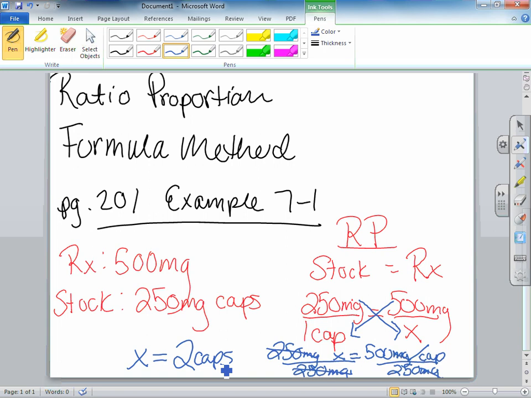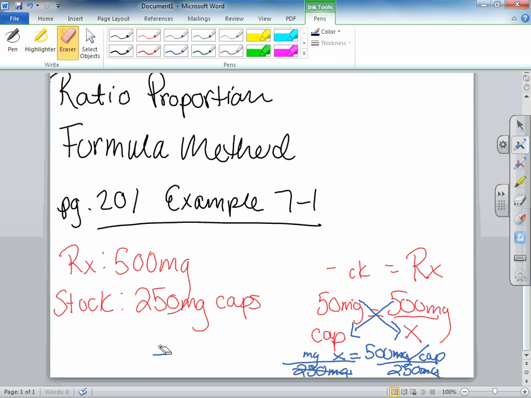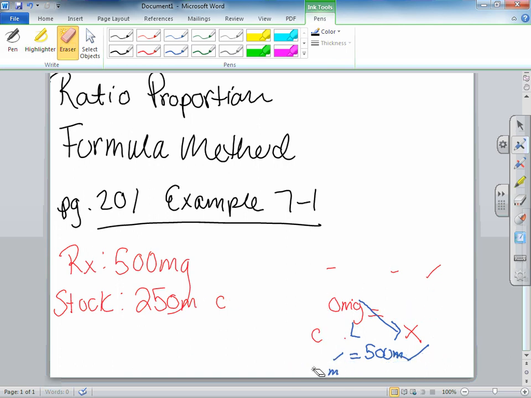Now, we solved it using the ratio proportion method. Now, let's solve it using the formula method. The formula method, you're going to see, is a much easier method.